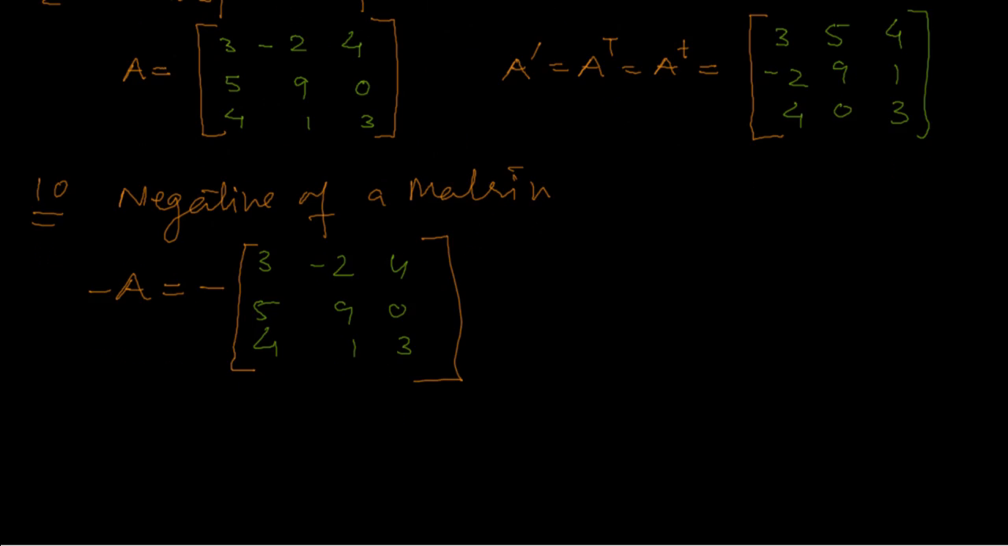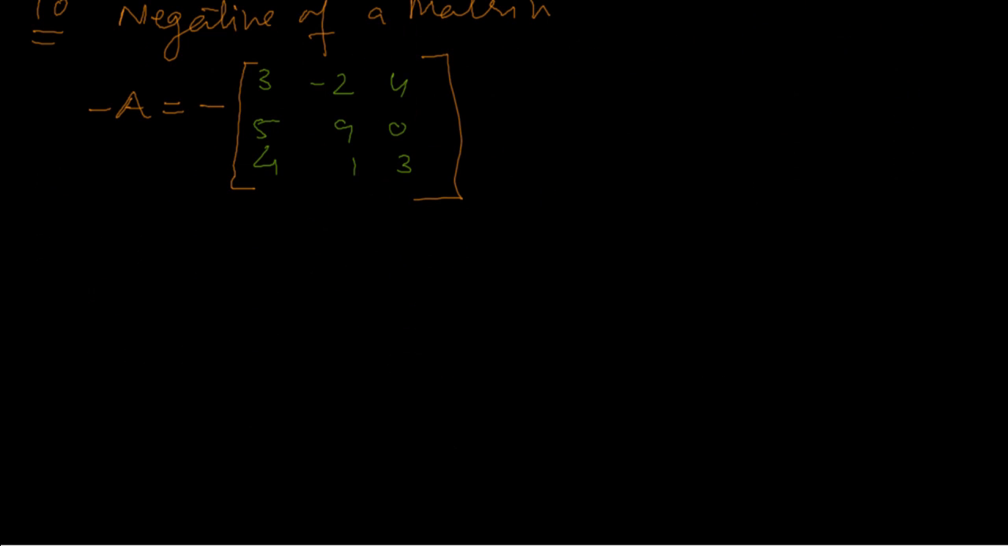We will get here minus A is equal to, you see here now, minus 3, plus 2, minus 4, minus 5, minus 9, 0, minus 4, minus 1, minus 3. This would be the negative of matrix A. So it is the negative matrix of matrix A.